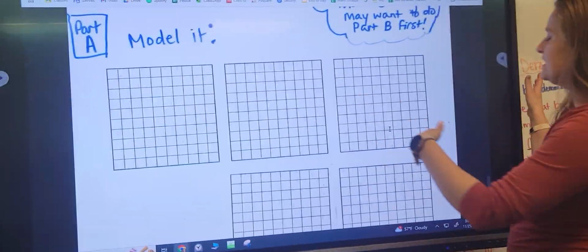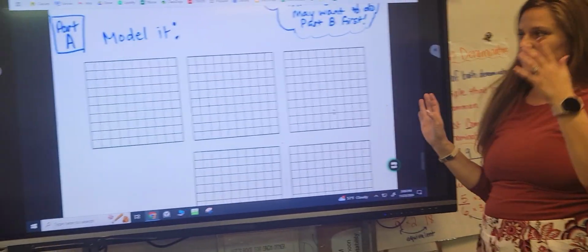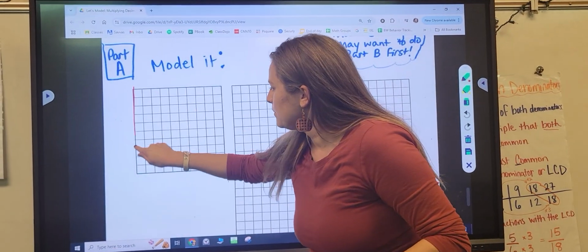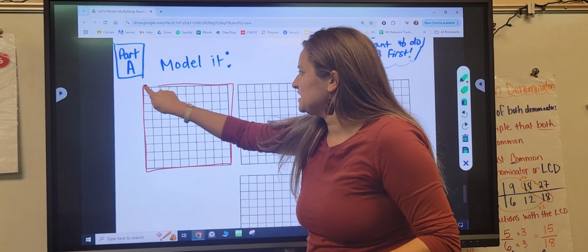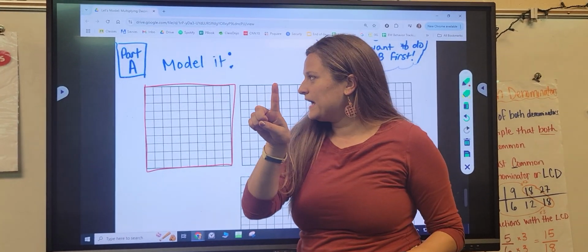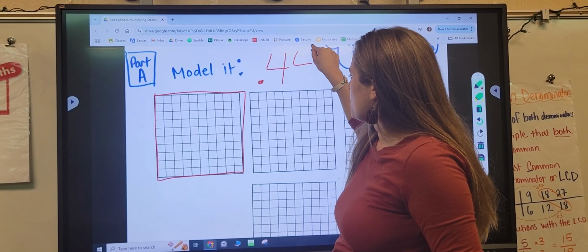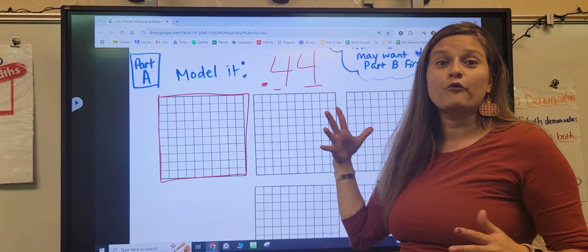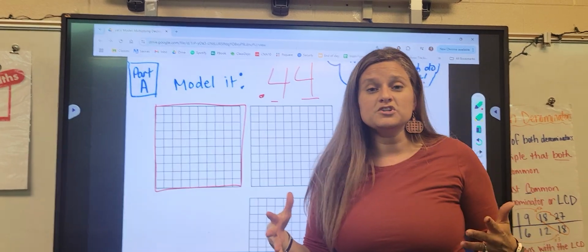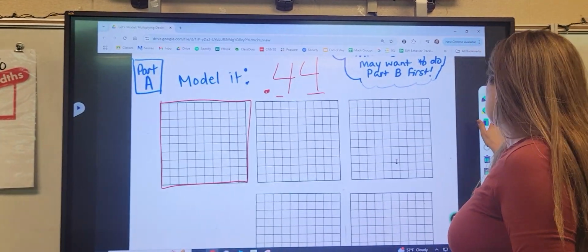So if we look at this 44 hundredths, let's hop over here. On your handout today, you're going to have these grids, okay? 1 brick represents 1 whole, okay? So if I have, for example, 0.44, which goes tenths, hundredths, so 44 hundredths, what you're going to do is model these numbers, okay?